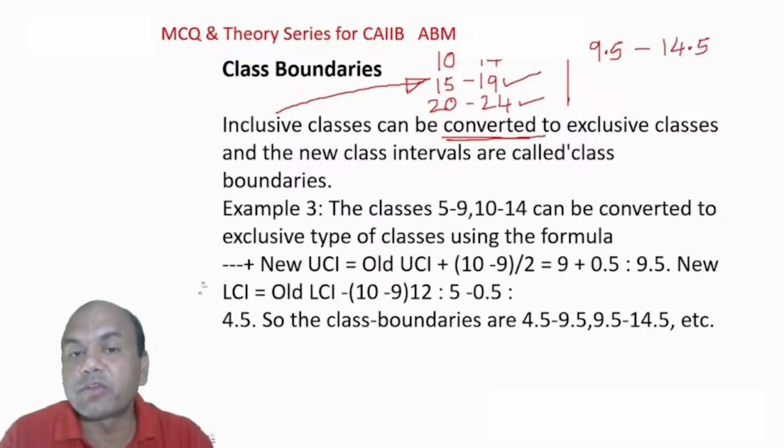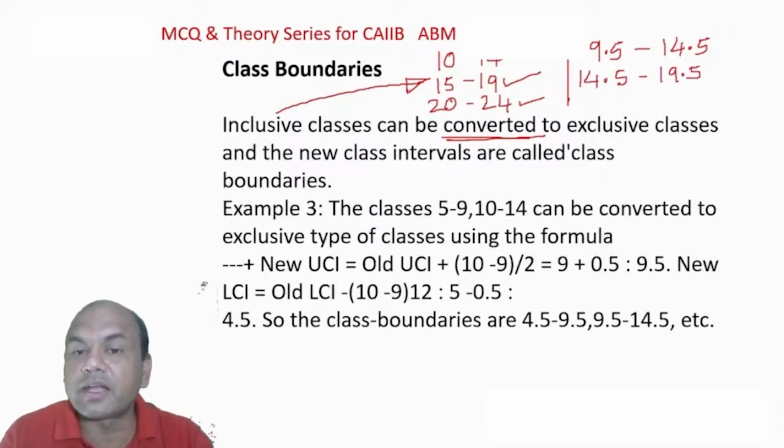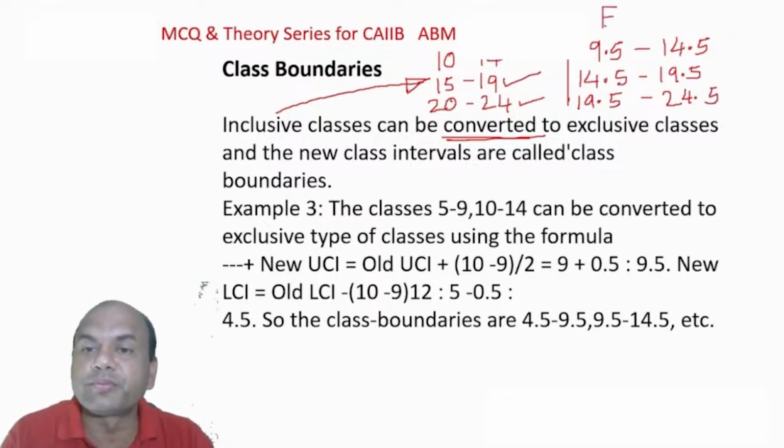Now the second part, 15, I'll take 0.5 on the other side. So it is 14.5 and 19.5. Now 20, I'll take it as 19.5 and then 24.5, and so on. I'll go on and on. So what does it mean? See, this is known as exclusive. This earlier one was inclusive.